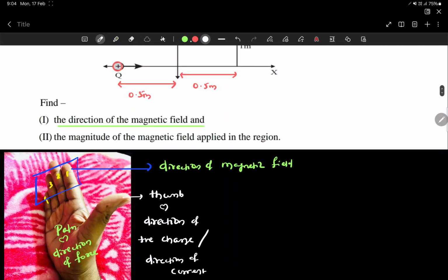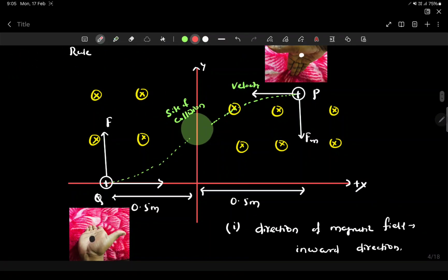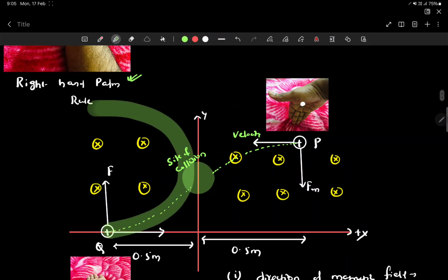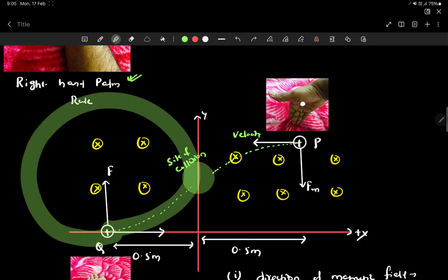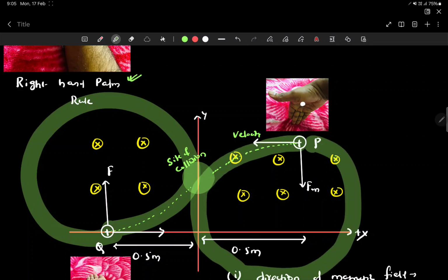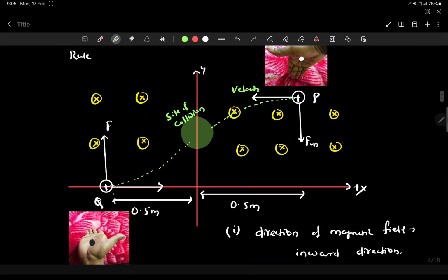And the next thing is, it is asking the magnitude of the magnetic field applied in the region. It is very easy. In order to suffer a head-on collision, all of you remember, the particle will complete this circular path. So for collision they must follow the circular path, and in this case the radius of this circular path will be 0.5 meter.